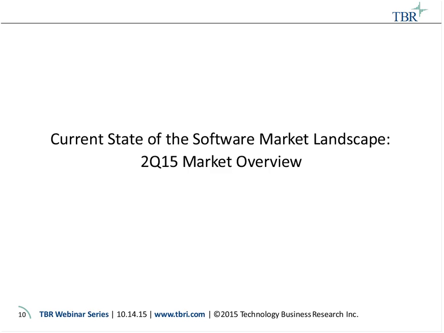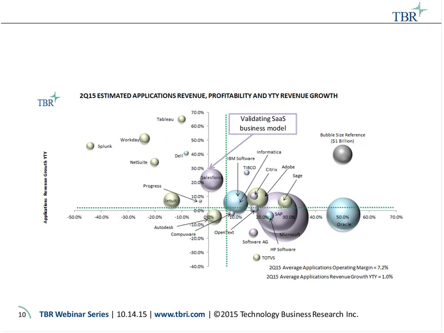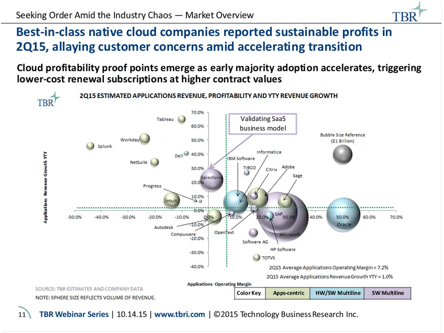So now we'll move into some of the revenue forecasts and statistics that we have. What this has here is the estimated application revenue, profitability, and year-to-year revenue growth. What you can see here is the op margin was 7.2% for the basket that we have addressed, and the application revenue growth for this quarter was 1%.